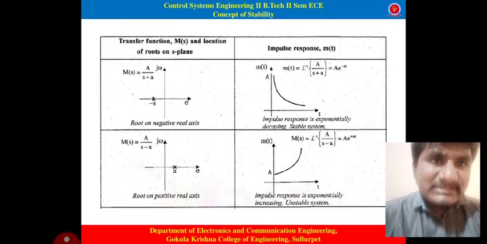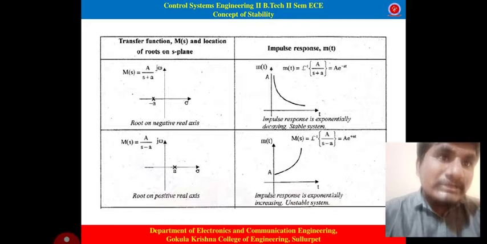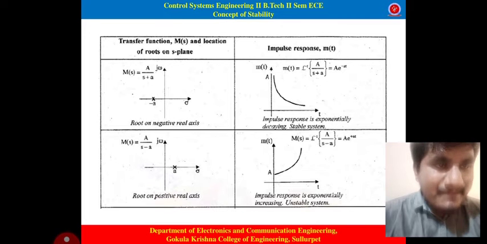That time s becomes minus a. Okay. So the pole is plotted in that particular figure, and on the right side the time domain version is given. So what is m of t? m of s is 1 by s plus a, then m of t becomes a into e power minus at. Okay, that time the response is plotted. You observe that response. So at t is equal to 0, the value of the signal is a, and as t increases, the output is falling down exponentially.